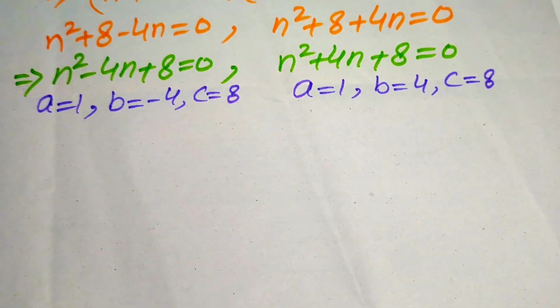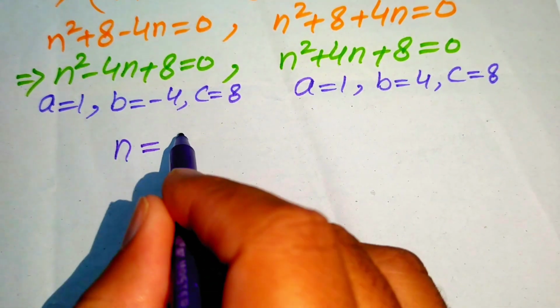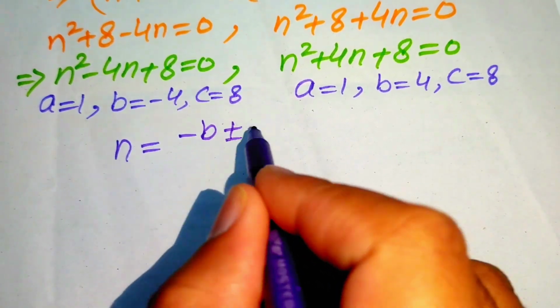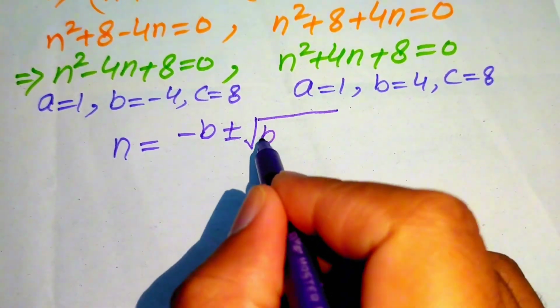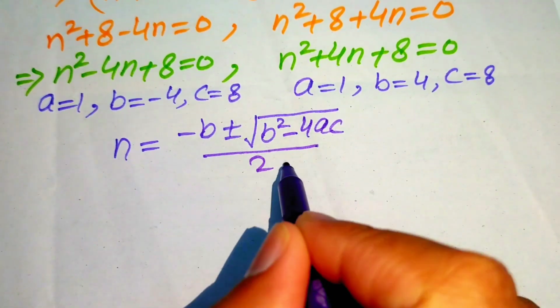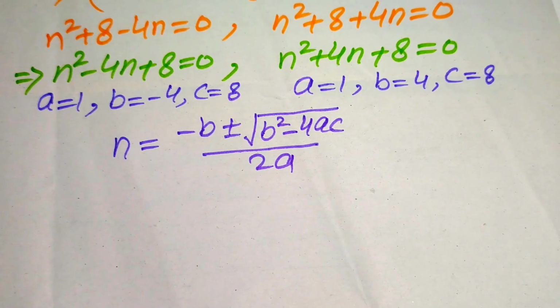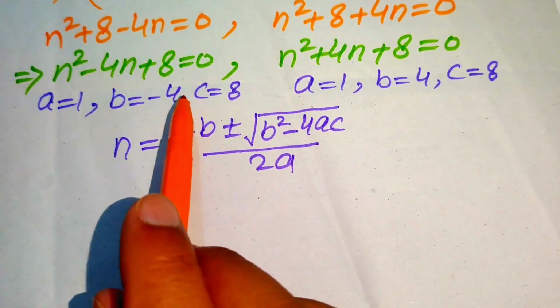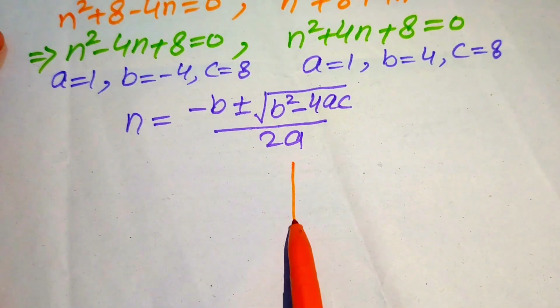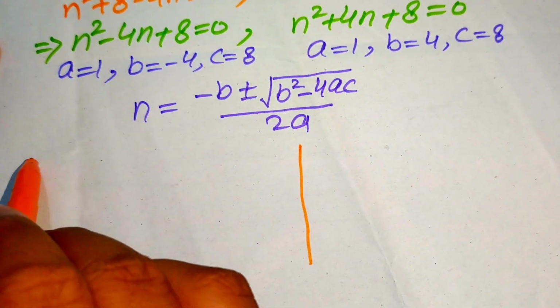So these are the coefficients of both equations, and we know that our quadratic formula will be written as n equals minus b plus minus square root of b square minus 4 times ac, divided by 2 times a. So this is our quadratic formula, and now we substitute these values in this formula.